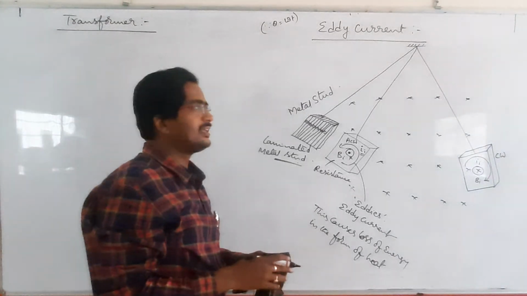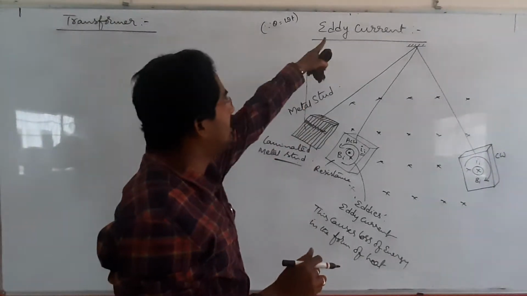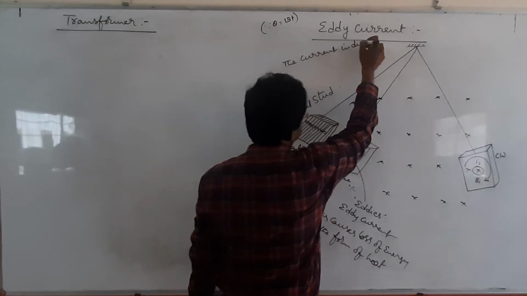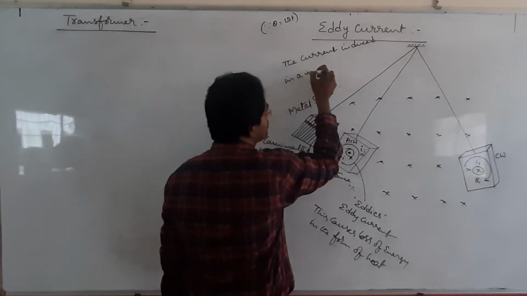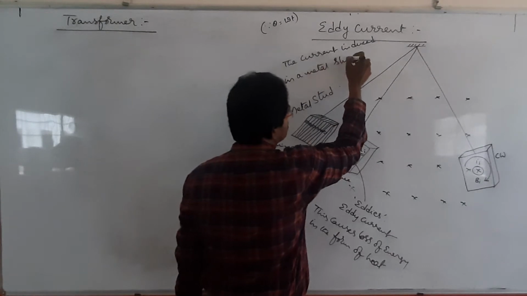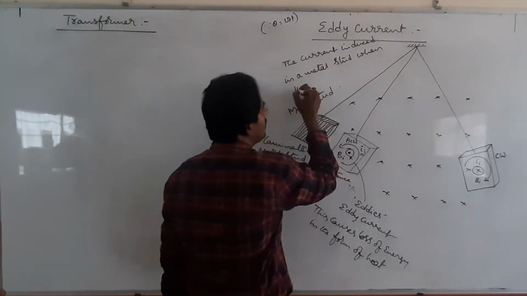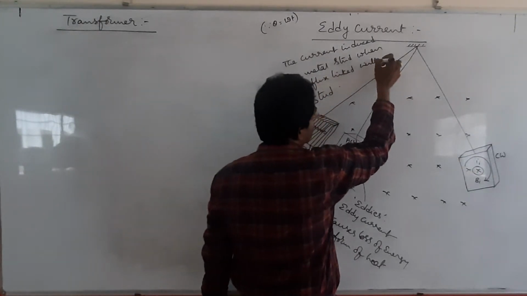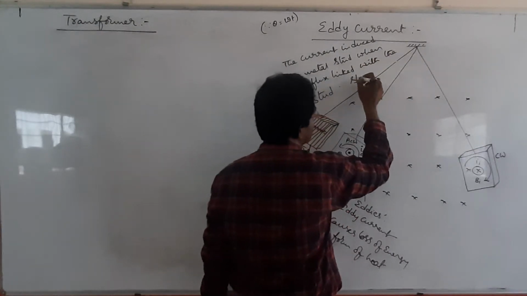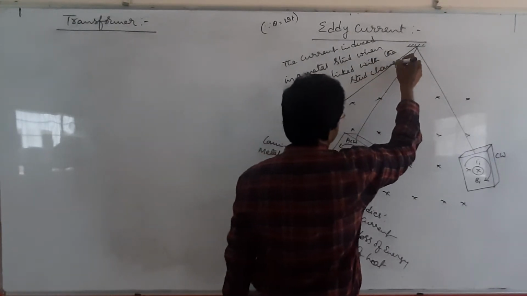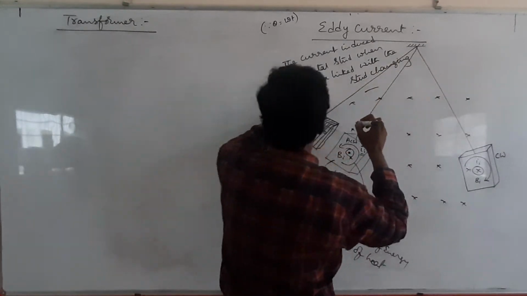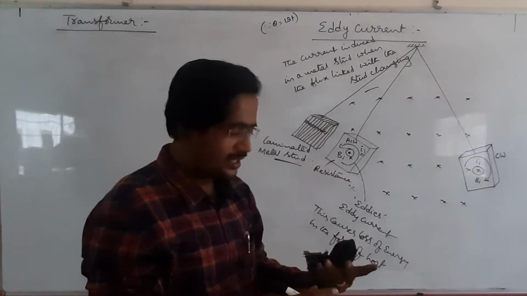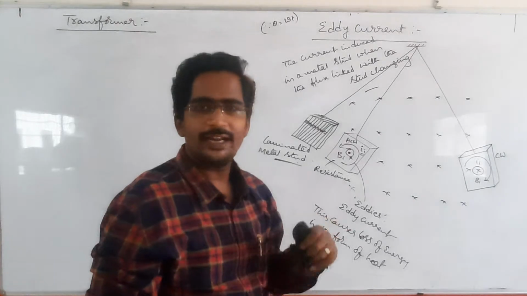Actually, eddy current refers to the current induced in a metal stud when the flux linked with the stud is changing. Okay, that is the definition of eddy current. Do remember it well. And uses of eddy current, you read in the book. Okay, that is the theory part.